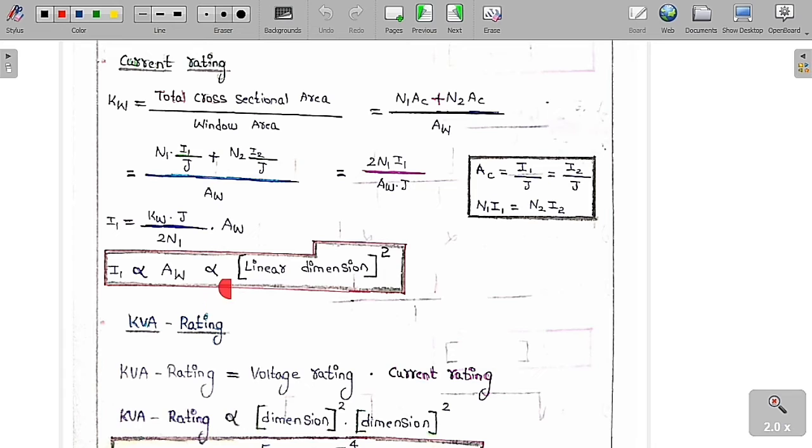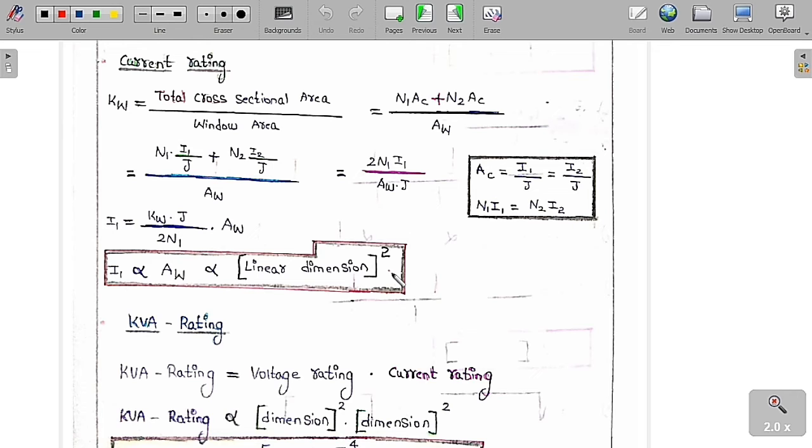The area of the window means the linear dimension whole square. So simply we can say that the current rating is directly proportional to the window area, whereas the voltage rating is directly proportional to the core area. Being directly proportional to the window area means we need two dimensions, so we need the linear dimension whole square. The voltage rating is proportional to the core area, whereas the current rating is proportional to the window area.